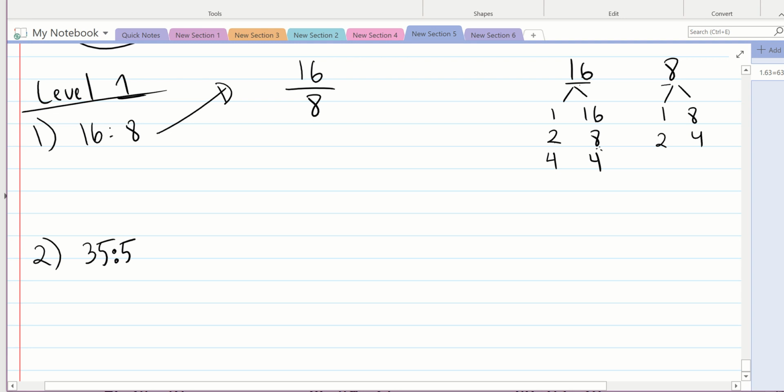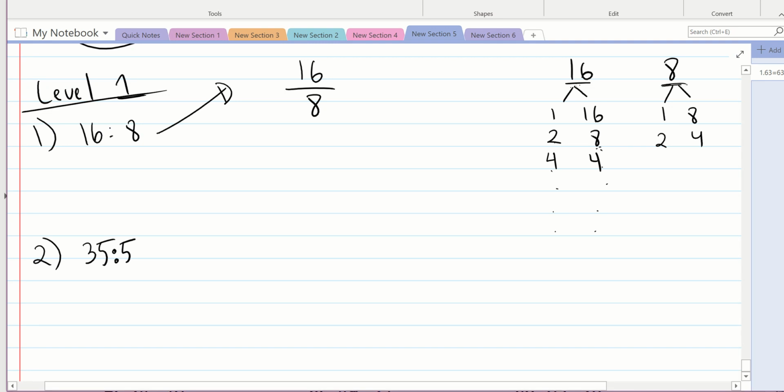16 divided by 2 gives us 8. 16 divided by 3 doesn't give us a whole number, that's why I skipped it. 16 divided by 4 gives us 4. 16 divided by 5, again, doesn't give us a whole number. 16 divided by 6 doesn't give a whole number. 16 divided by 7 doesn't give us a whole number, and so on and so forth. Nothing else gives us a whole number other than these, right? So that's how you're going to do it.